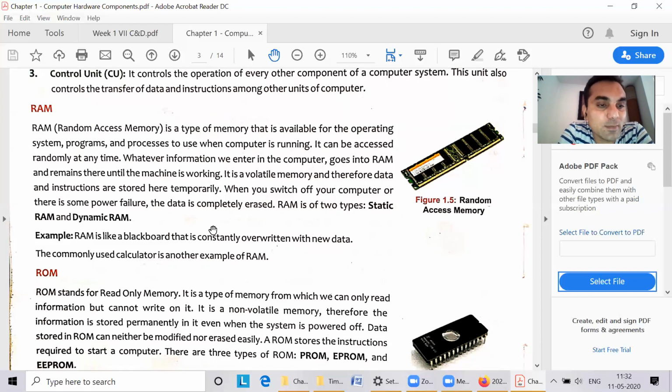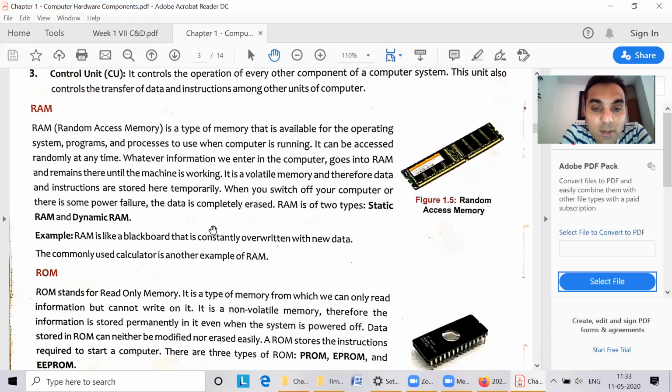It can be accessed randomly at any time. Obviously, RAM can be accessed at any time randomly, like the part of our brain that we can access anytime randomly. Suppose you remember my lecture in the evening, again you are accessing that part of the RAM. Whatever information we enter in a computer goes into RAM and remains there until the machine is working. The information or instructions that we enter into a computer first go to the RAM and remain there until the machine is working.